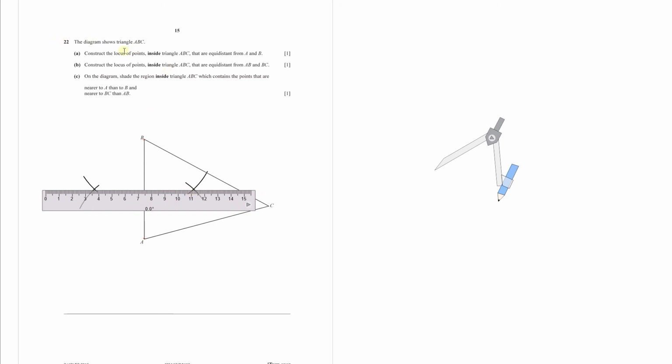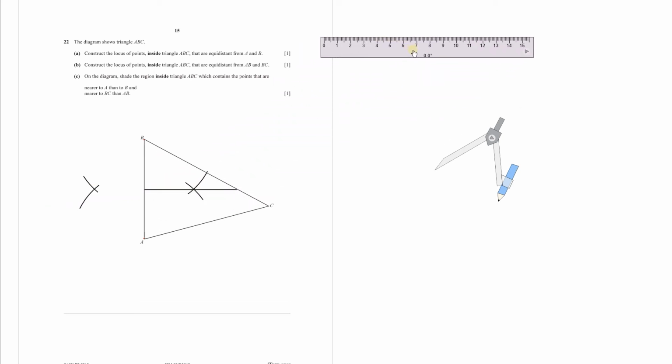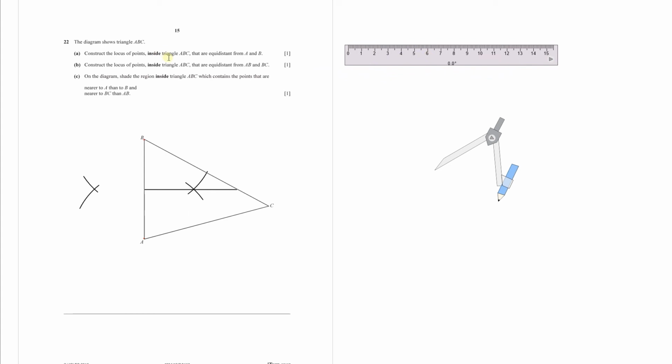But remember, the question asks to draw the locus just inside this triangle ABC. So I'll start off with this boundary of triangle AB, the line AB, which is the boundary of the triangle on this side, and draw up till this boundary. So I don't have to draw this part which is outside the triangle. So this is part A, which is the locus inside triangle ABC that are equidistant from points A and B.